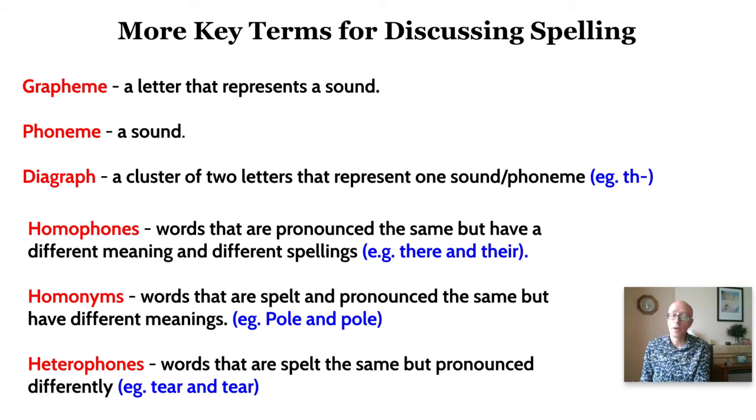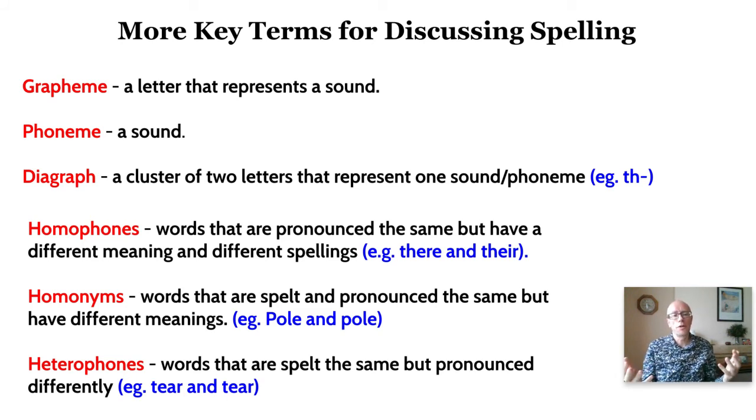We have homonyms. Homonyms are words that are spelt and pronounced the same but have different meanings. So Pole, as in a person from Poland, and Pole, homonyms. And then we've got heterophones, so words that are spelt the same but are pronounced differently and have different meanings. So tear and tear, or read and read, or invalid or invalid. That was a good one, wasn't it?